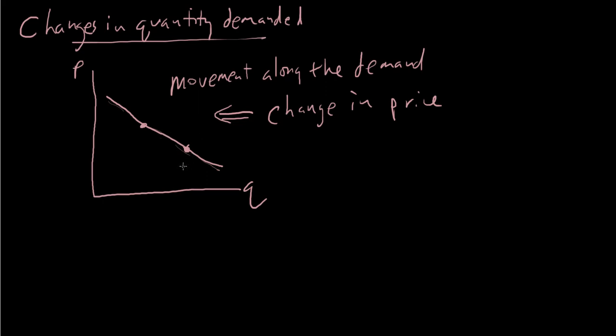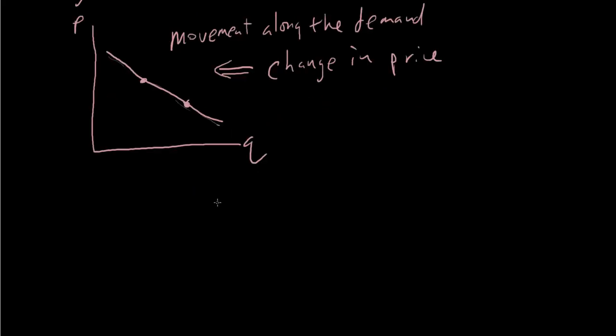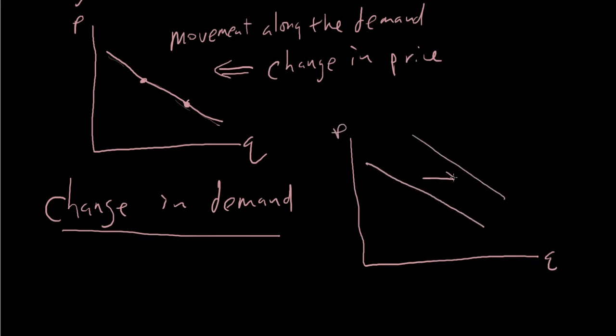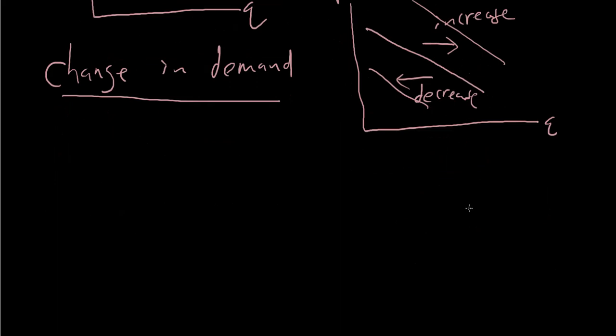Okay. And on the other hand, when we say there is a change in demand, not quantity demanded, but a change in demand, what that means graphically is that the entire demand curve shifts either to the right or to the left. If it's a rightward shift, then we call that an increase in demand. And if there's a leftward shift, there is a decrease in demand, right? So you can think of this as a change in demand like this here.